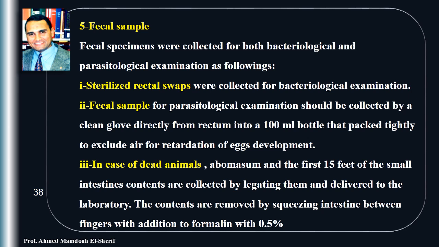Number 3, in case of dead animals, abomasum and the first 15 feet of the small intestine contents are collected by ligating them and delivered to the laboratory. These contents are removed by squeezing the intestine between the fingers, with addition of 0.5% formalin.